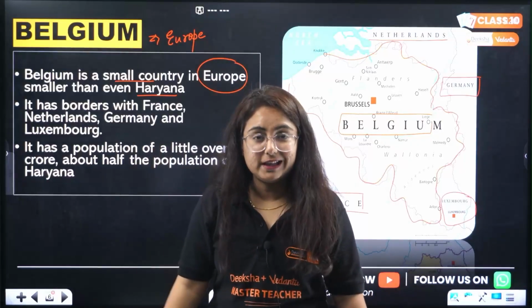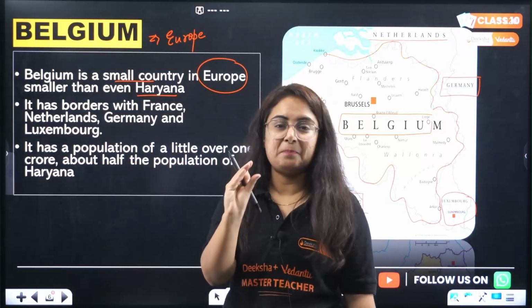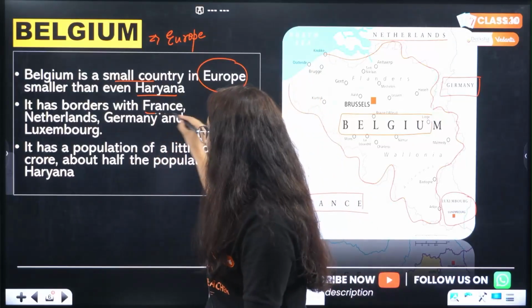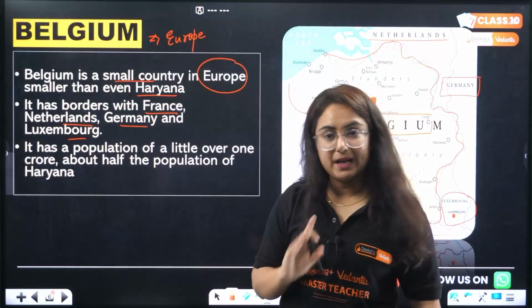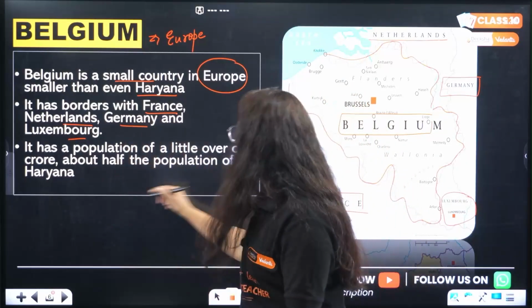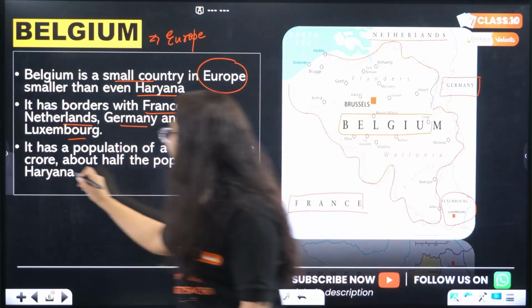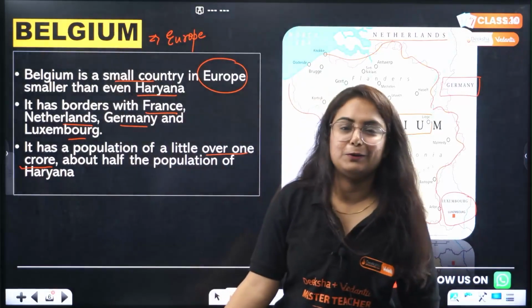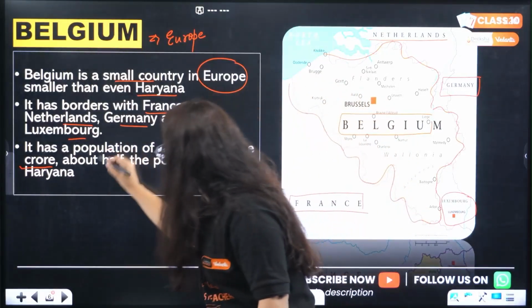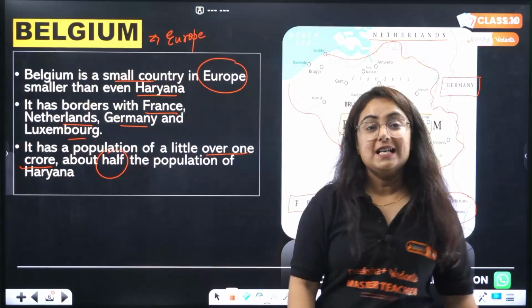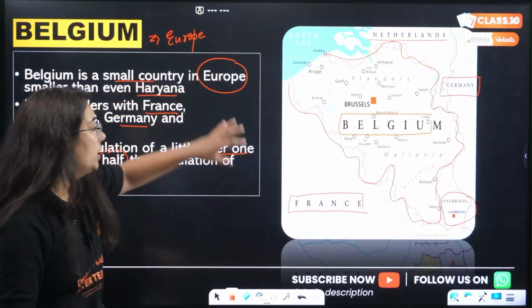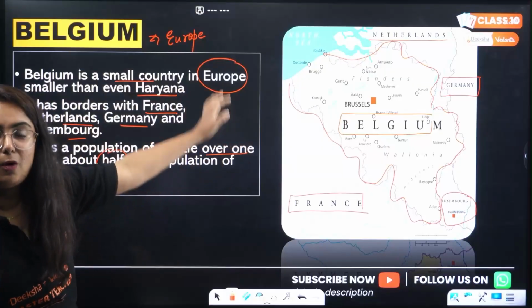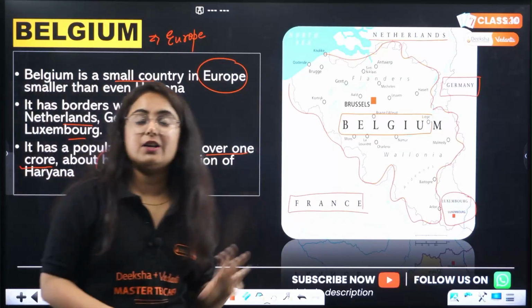So Belgium is a small country in Europe, even smaller than Haryana, the state of India. It is bordered with France, Netherlands, Germany and Luxembourg. Pay attention. It has a population of a little over 1 crore. Only 1 crore, even half of the population of Haryana. You can see there are just 4 nations bordering this small country in Europe.